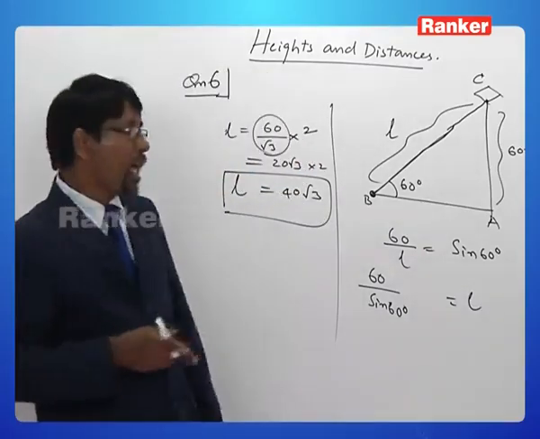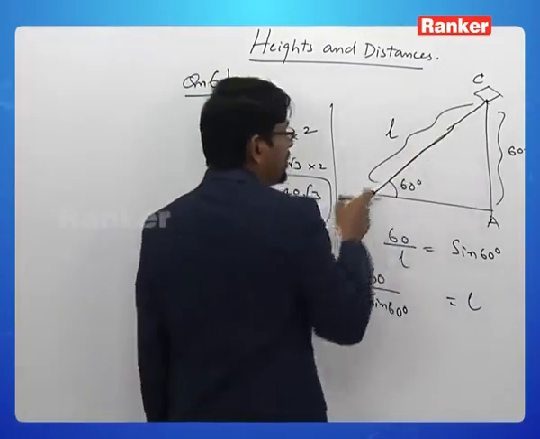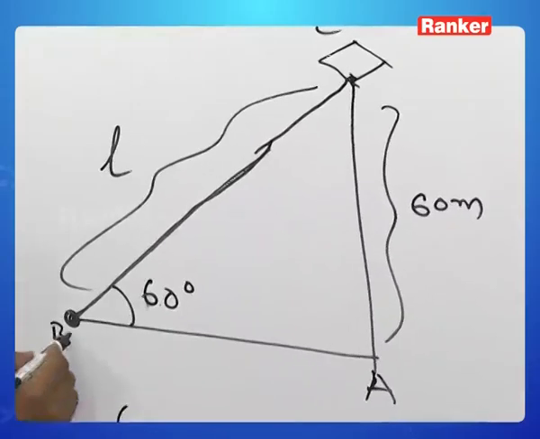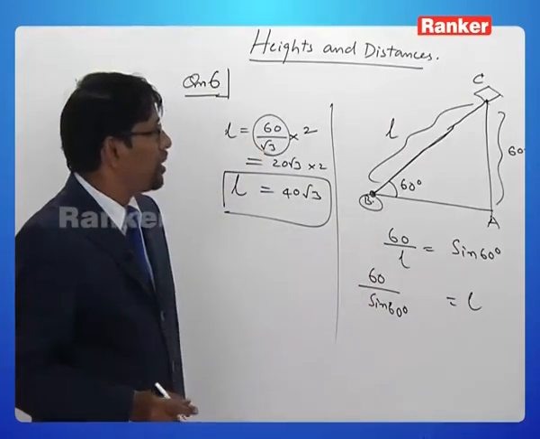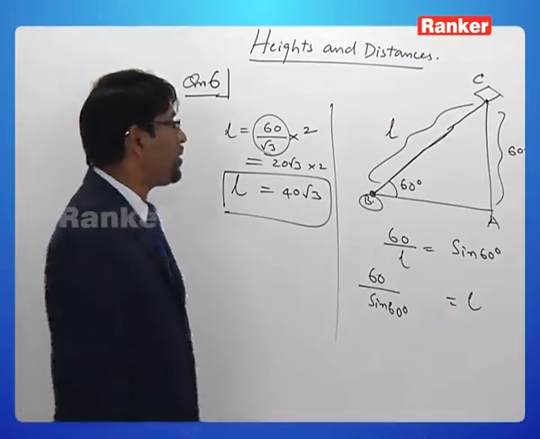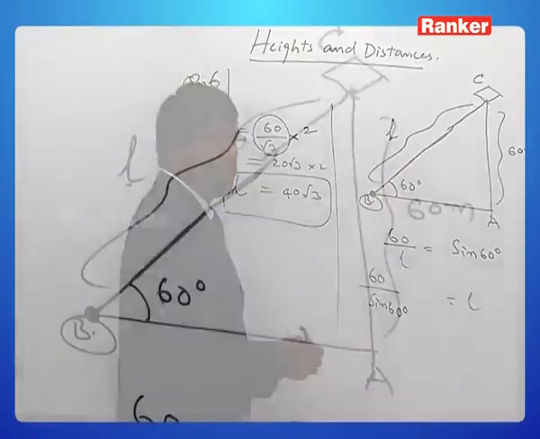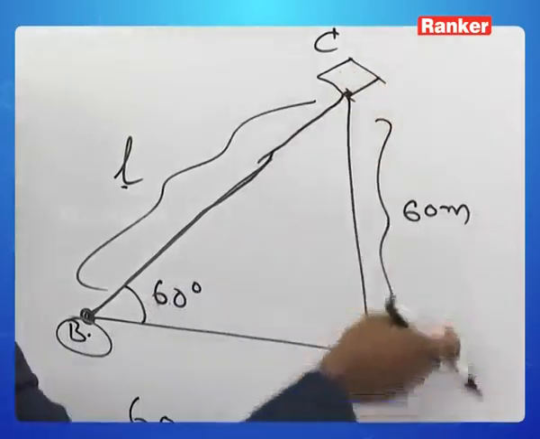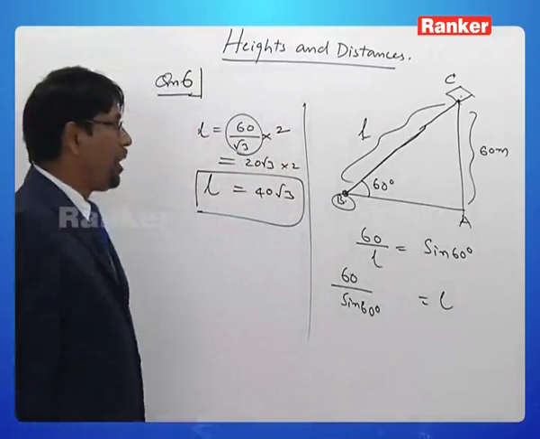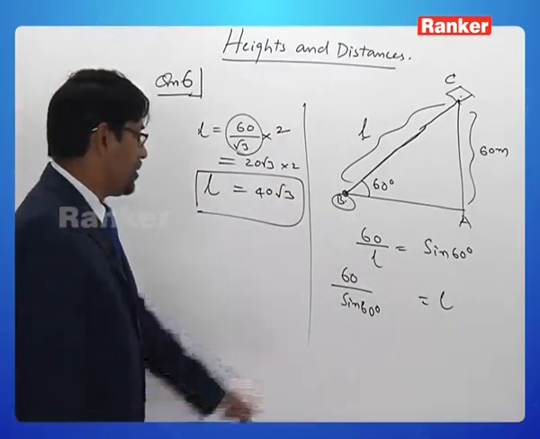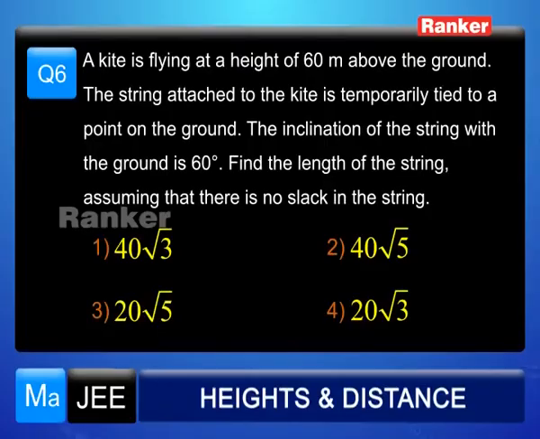It says there is no slack, means it will be tight. So it is tied to a point on the ground. This is the point B where that string has been tied. Length of the string, let's call it as L. This is the height above the ground where the kite is flying. So 60 by L will give us sine 60, and from there I got it. So option 1 is the right answer. Option 1 is the right answer.